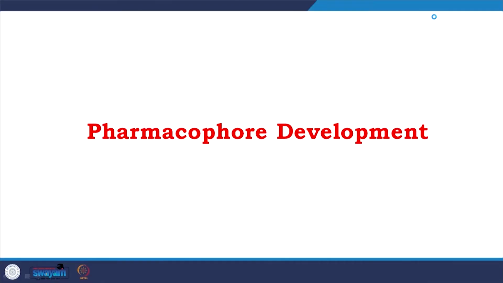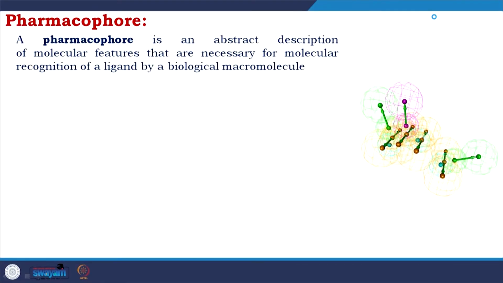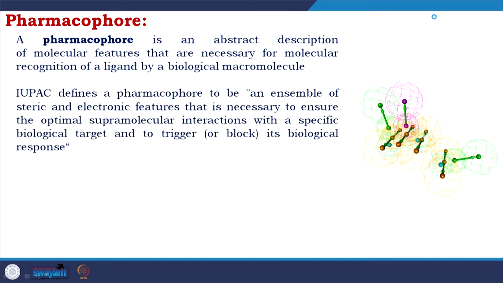Coming to the second one for ligand based drug designing, the pharmacophore development. A pharmacophore, as you see a representation of a pharmacophore, is an abstract description of molecular features that are necessary for molecular recognition of a ligand by a biological macromolecule. IUPAC defines a pharmacophore to be an ensemble of steric and electronic features that is necessary to ensure the optimal supramolecular interactions with a specific biological target and to trigger its biological response.